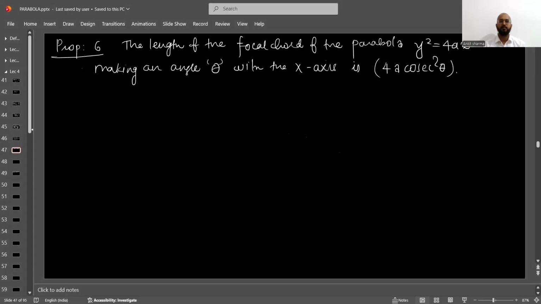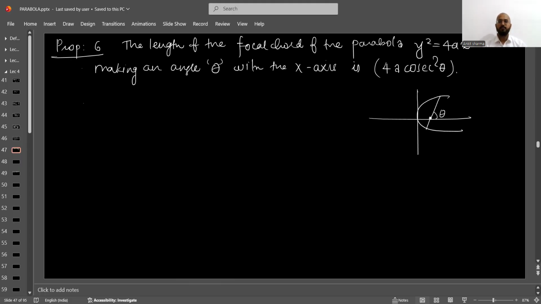Next part is property number 6 of the parabola, the focal chord. The length of the focal chord of the parabola y squared equal to 4ax, making an angle theta with the x-axis, is 4a cosec squared theta. So I have a parabola here, and then I have the focal chord of the parabola. This is my focal chord passing through the focus, and this makes angle theta with the x-axis. So I want to find out the length of this focal chord.